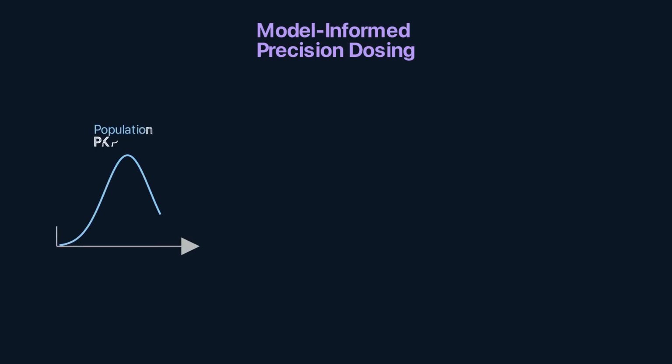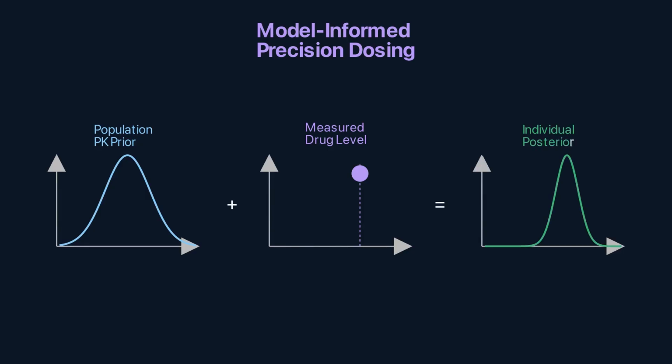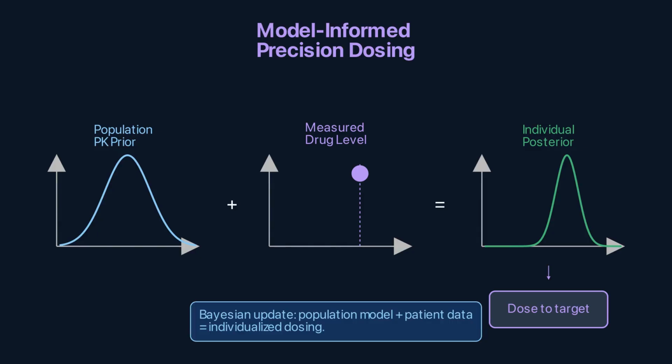Model-informed precision dosing. Population PK model is the prior. Patient drug level is the data. Bayesian update gives individual model. Dose to target. The weather forecaster applied to dosing.